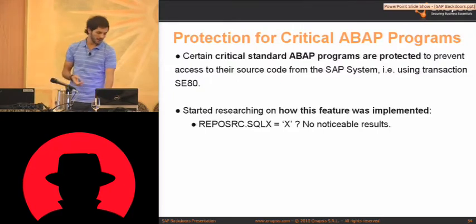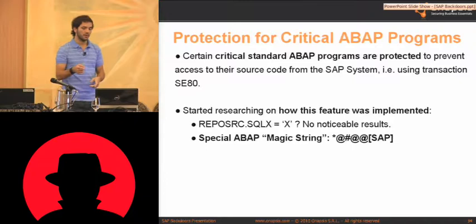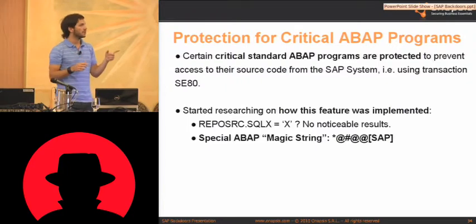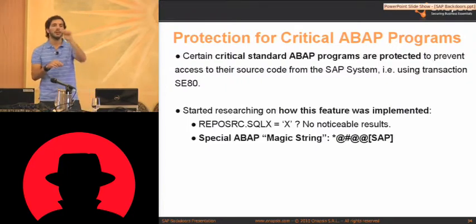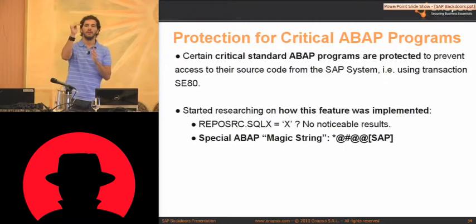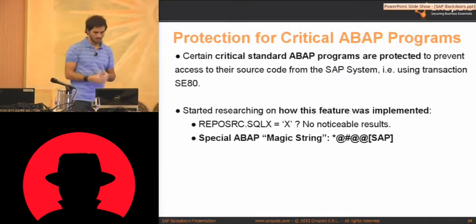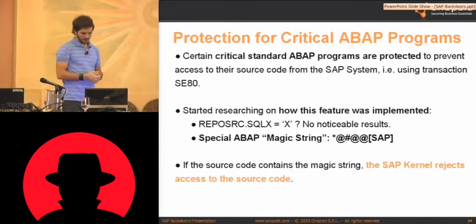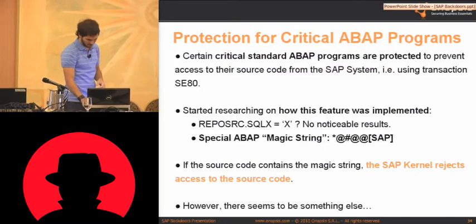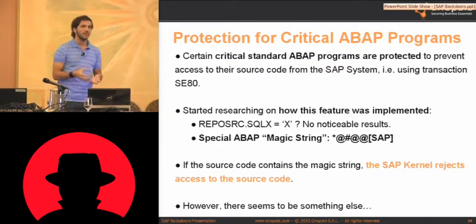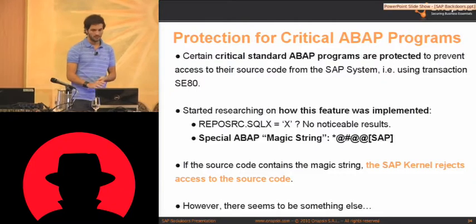Then I realized, and I also found it online later on, that there was a special ABAP magic string, that one. If you develop your ABAP program and you include that line at the very first line, you will prevent anyone from looking at that source code. Yes? Yeah, this is what I just said. But there seems to be something else going on with critical ABAP program protection.